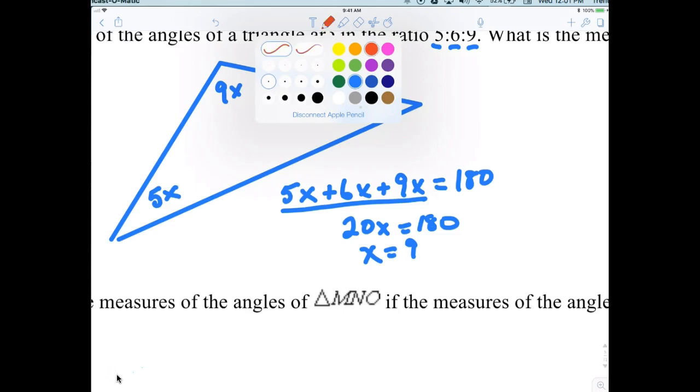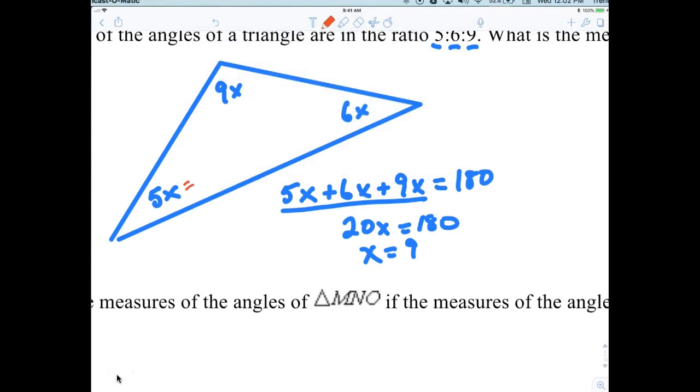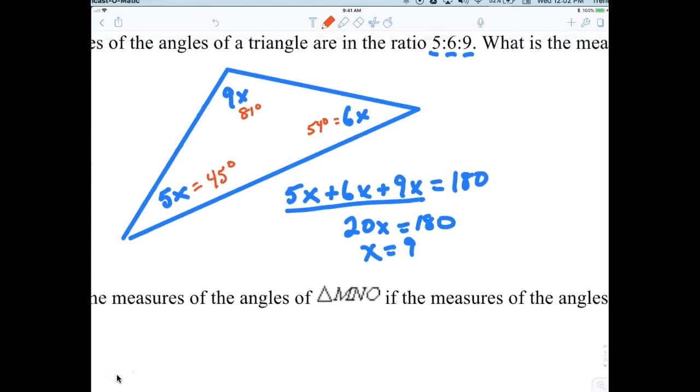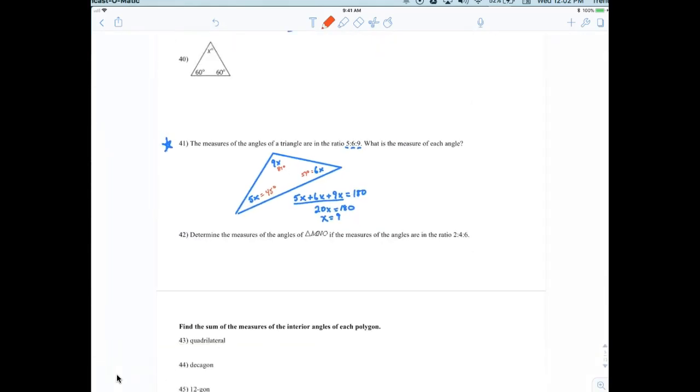No, no, no. 9 times 9. There you go. This right here means 5 times 9. If x is 9, 5 times 9 is what? 45 degrees. What's 9 times 6? 54. That means this over here is 54 degrees. And what's 9 times 9? That's 81 degrees. Is everybody okay with that? Very good.